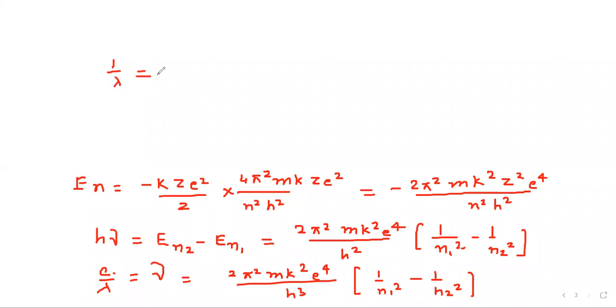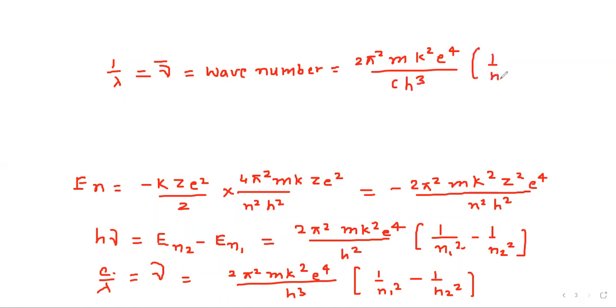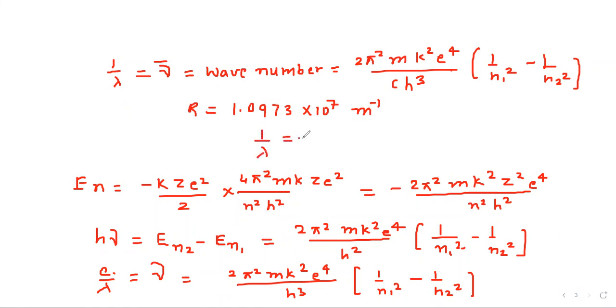So we will get 1 upon lambda, which is also written as nu bar, called the wave number. It will be equal to, here we are dividing each term by C, 2 pi square m k square e power 4 divided by c h cube times 1 upon n1 square minus 1 upon n2 square. Here this term is called the Rydberg constant, which is written as R, and its value is around 1.0973 times 10 to the power 7 meter power minus 1. So our expression of 1 upon lambda, or nu bar, becomes R times 1 upon n1 square minus 1 upon n2 square.